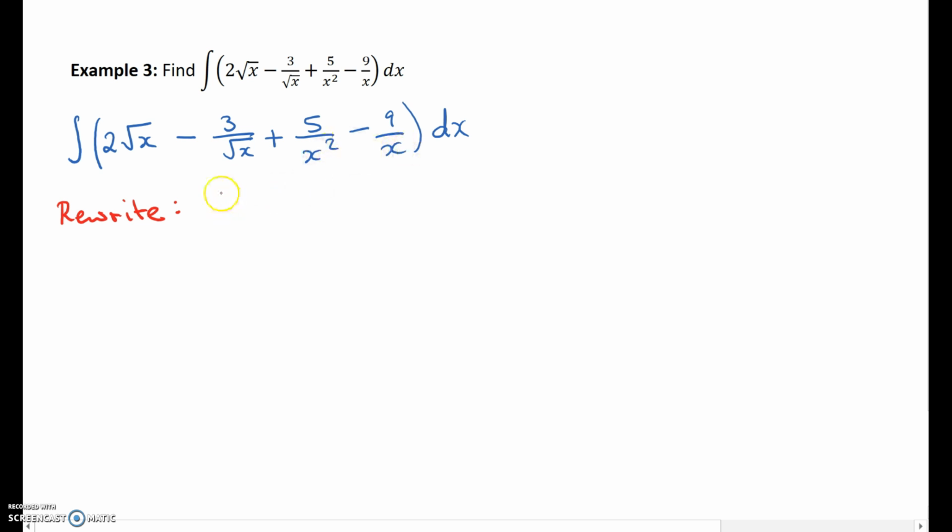So if we were to rewrite this, it would be 2, okay, root x is x to the power of 1/2, minus 3 over root x, that's 3x to the negative 1/2, again, simply rewriting it, plus 5 over x squared. Well, let's keep the 5, we pull the x up and make it negative 2, and then the minus 9 over x, let's leave that as minus 9 over x, it's easier to work with that.